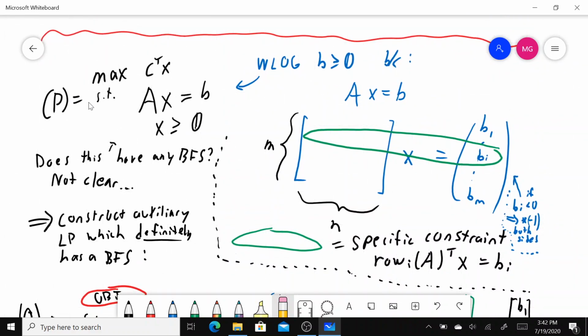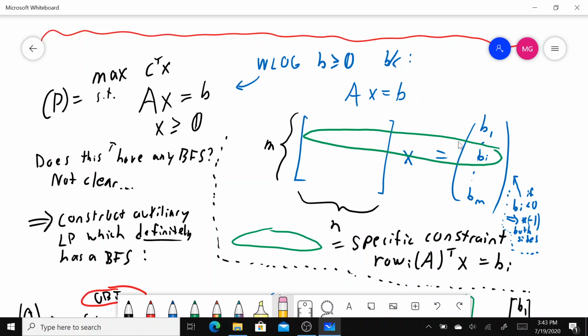We're going to call P the original linear program that we start with, in the typical formulation. And WLOG, that's without loss of generality, we're going to assume that this right-hand side vector b is non-negative. You could ask, what if there was a component that was negative? For instance, here's the vector b, and here's a particular component b_i, and let's say that component is negative. Then the row I've circled in green is just one individual linear constraint of all the constraints that you get from the matrix equation Ax = b.